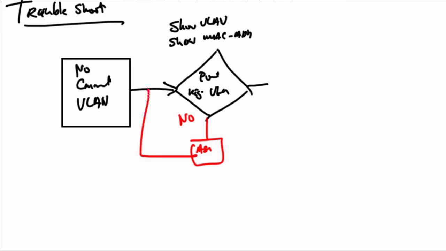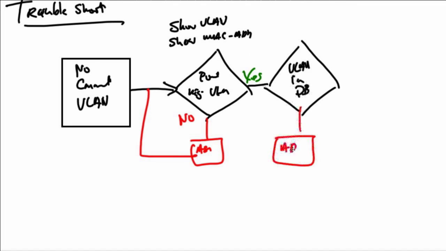Now, if the port is in the proper VLAN, what we have to recognize is whether or not that VLAN is in the VLAN database. So is that VLAN in the database? If it's not in the database, obviously we're going to have to add it to the database, and then refresh our troubleshooting process.